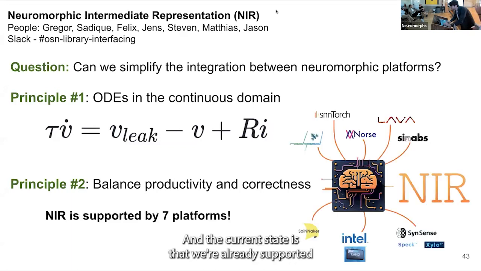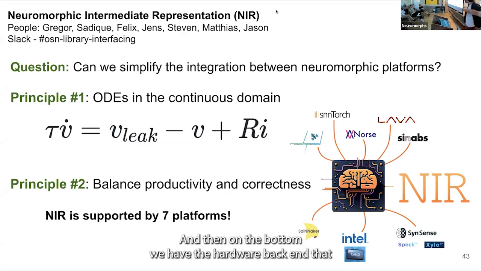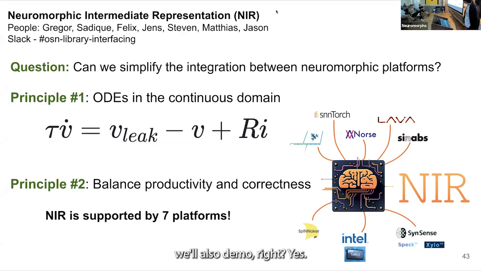And the current state is that we're already supported by 7 platforms, mostly supported, let's say. So you can see on top, there are the simulators that you can put into NIR and also get out of NIR. And then on the bottom, we have the hardware backends that we'll also demo, right?